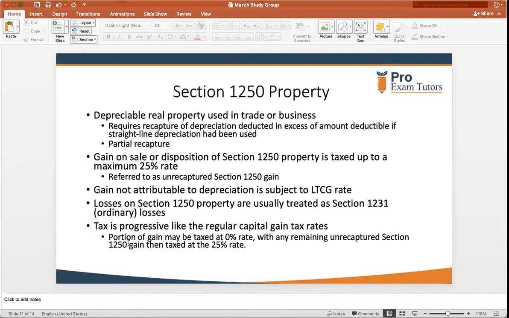Okay, and this is a good point here. Portion of the gain may be taxed at the 0% rate all the way on up to 25%. So if I'm in the 32% tax bracket, on a question, they're telling you that for a specific reason, they want you to think that that gain is taxed at 32%.